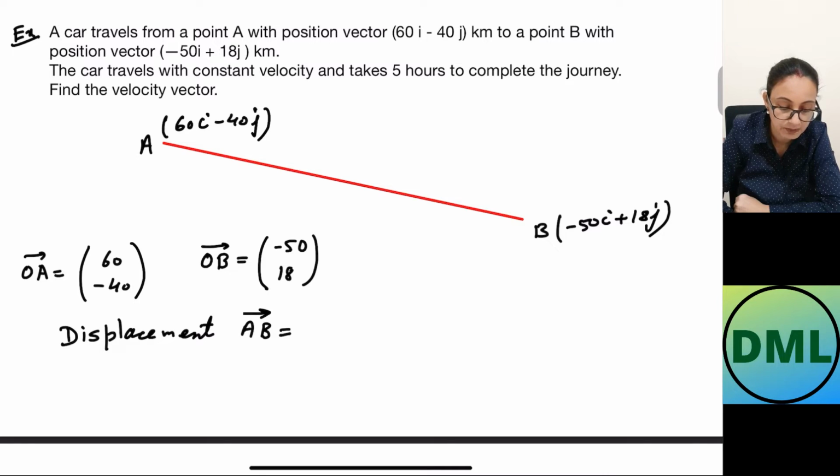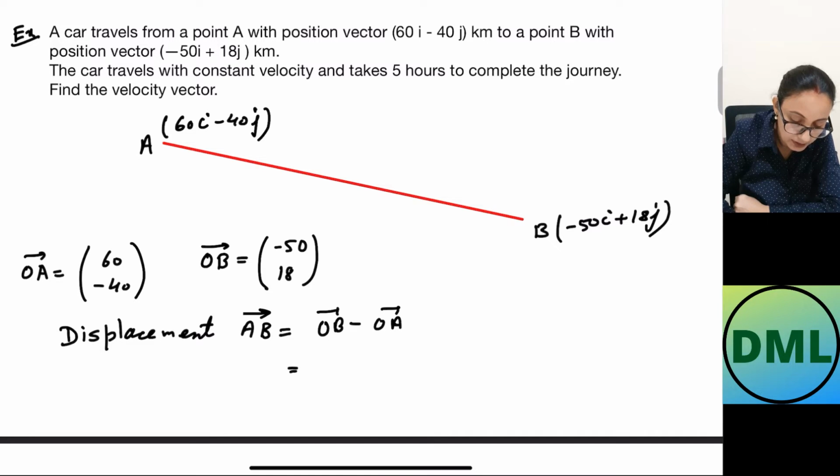So I need to find out the displacement from A to B, which is given by the vector AB. So the OA vector is 60, minus 40 in the form of a column vector. The OB vector is given by minus 50, 18. So if I write down the vector AB in position vector form, this will be written as OB minus OA, which is equal to, let's substitute the values, minus 50, 18 minus 60, minus 40.